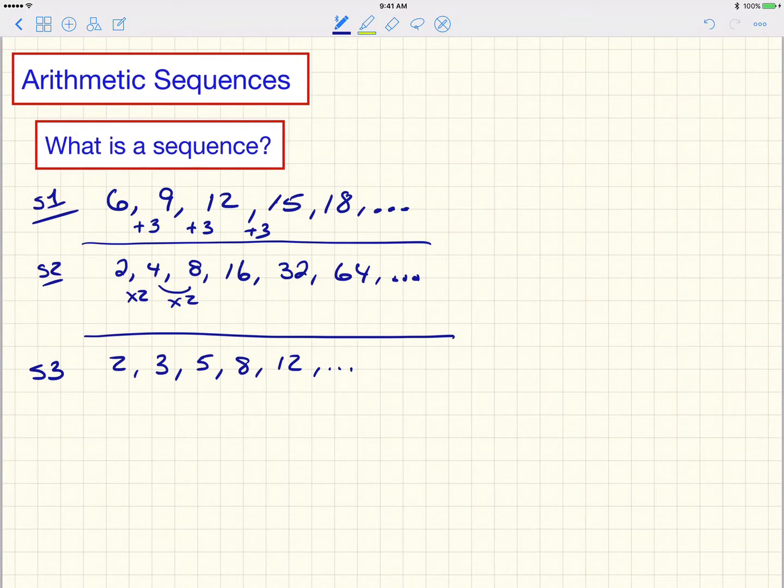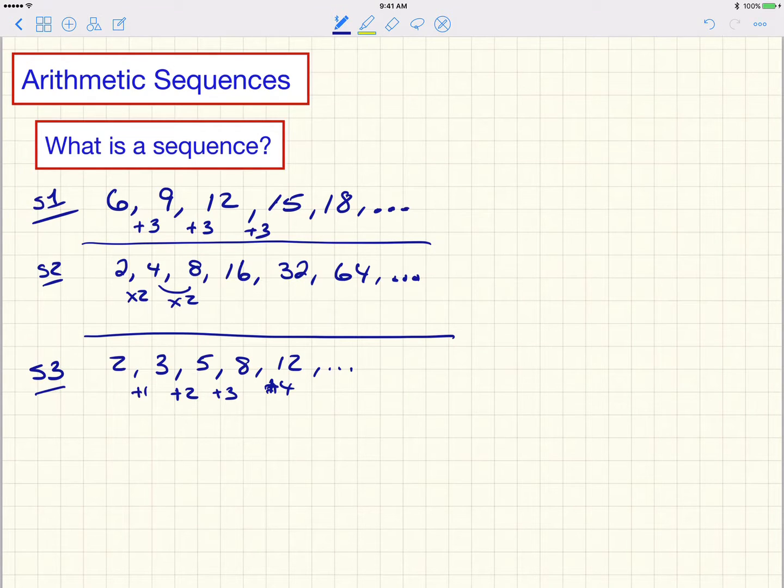This one's a little different too. We start at the value 2, and we add 1 to get to the next value, and then we add 2 to get to the next value, and then we add 3, and then 4. It would follow logically that the next value in our sequence would be 17 because it would be plus 5, and then the next value after that would be 23 because it would be plus 6, etc.